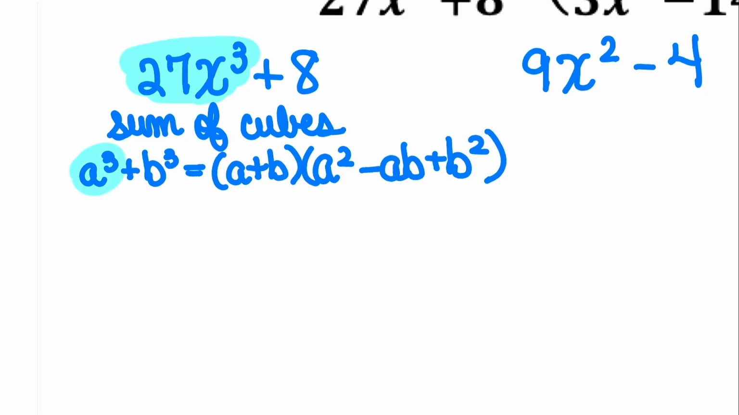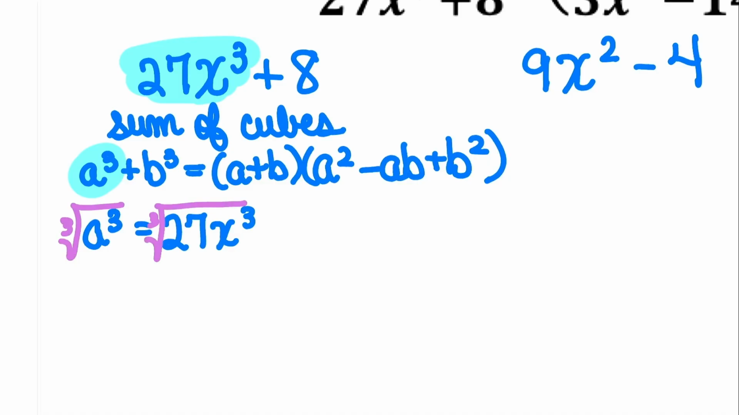27x cubed is in the same position as our a cubed. So what we can do is say a cubed equals 27x cubed. And what we want to do is solve for a. So let's take the cube root of both sides. The cube root of a cubed is just a. The cube root of 27 is just 3, and the cube root of x cubed is just x. That means that a is 3x. And that means that everywhere that there's an a in my formula, I can just write a 3x.